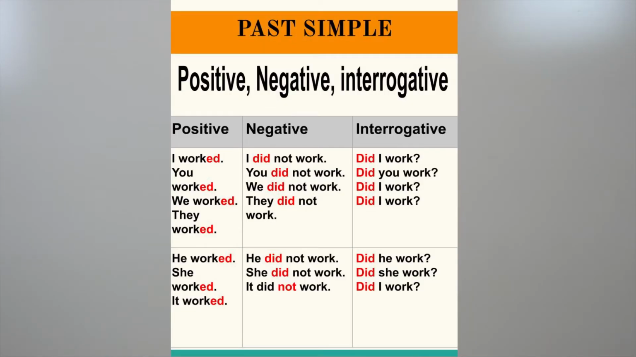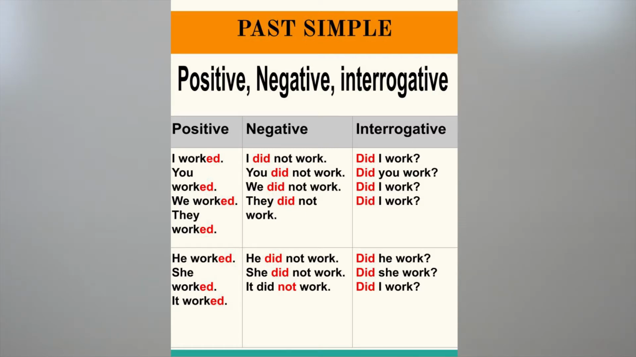Now, just like the present tenses that we've learned in the last lesson, you can also form positive, negative, or interrogative, which means a question, sentences with the past simple. Let's go ahead and look at a chart with some examples. In the positive, we would say, I worked, you worked, we worked, they worked, he worked, she worked, I worked.